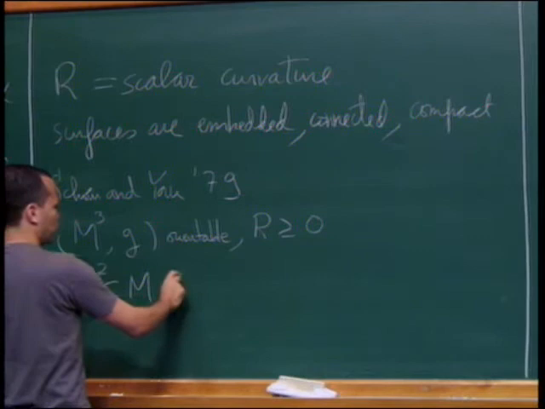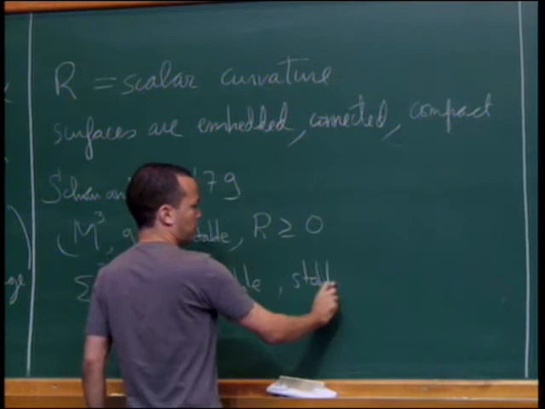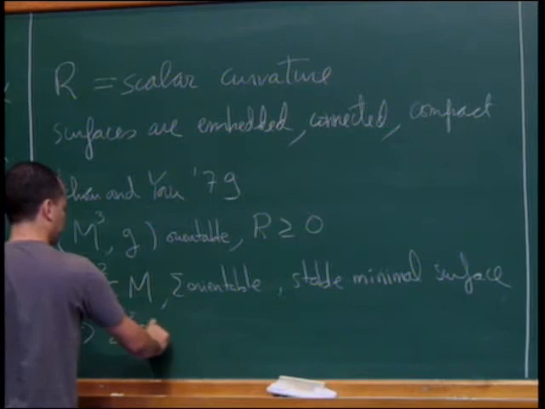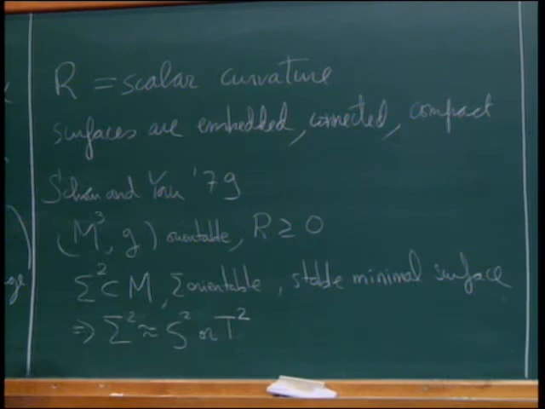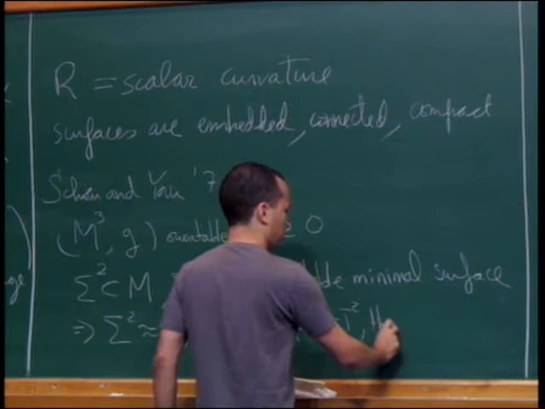let's say sigma is also orientable. And suppose the surface is minimal, so the mean curvature is zero, and also stable, which means that the second variation of area is non-negative with respect to any direction. So sigma is a stable minimal surface. They prove that sigma has to be diffeomorphic to either a sphere or a torus. And they also prove that if sigma is diffeomorphic to a torus, then it has to be totally geodesic.